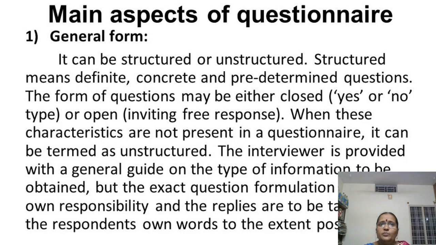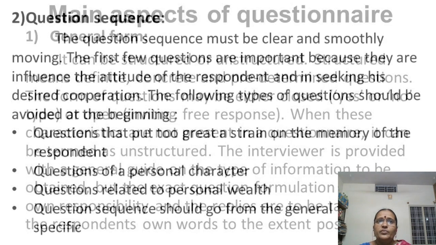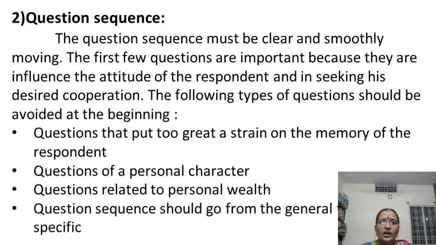The interviewer is provided with a general guide on the type of information to be obtained, but the exact question formulation is largely his own responsibility, and the replies are to be taken down in the respondent's own words to the extent possible. Second one is question sequence. The question sequence must be clear and smoothly moving. The first few questions are important because they influence the attitude of the respondent and help in seeking his desired cooperation.